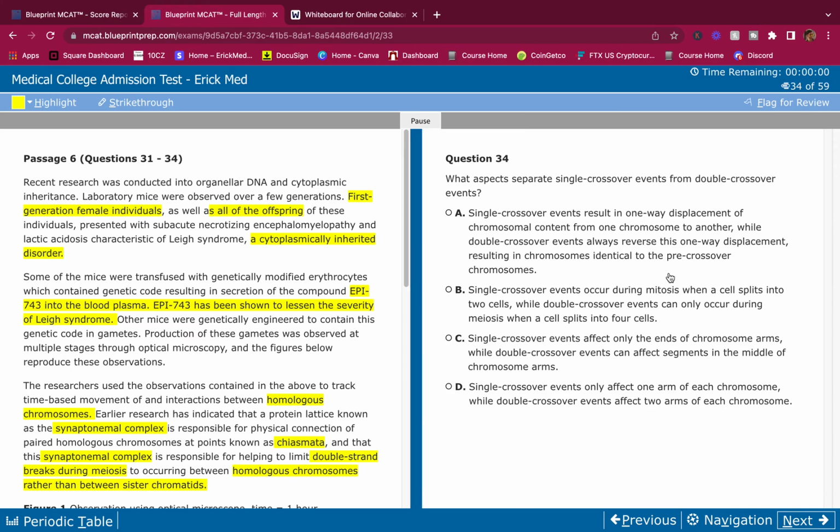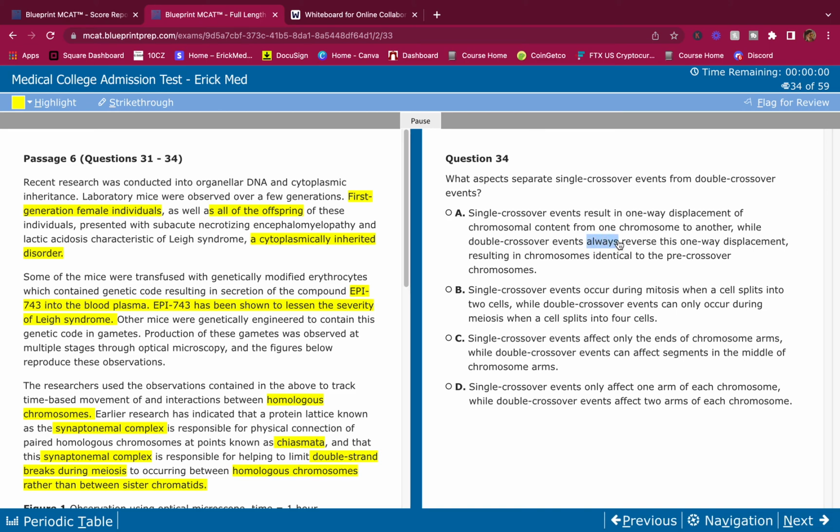What aspect separates single crossover events from double crossover events? I'm not too familiar. I remember doing this, but I'm not too strong in this topic here. Let's see. Single crossover events result in one-way displacement of chromosomal content from one chromosome to another, while double crossover events always reverse this one-way displacement. No, they don't always reverse the one-way displacement. They could, but not always.